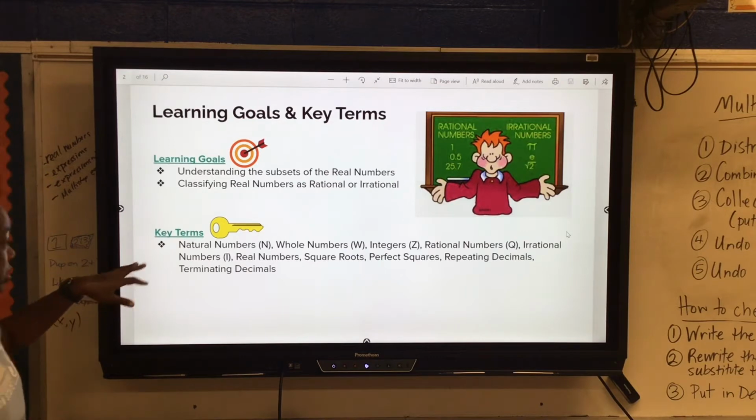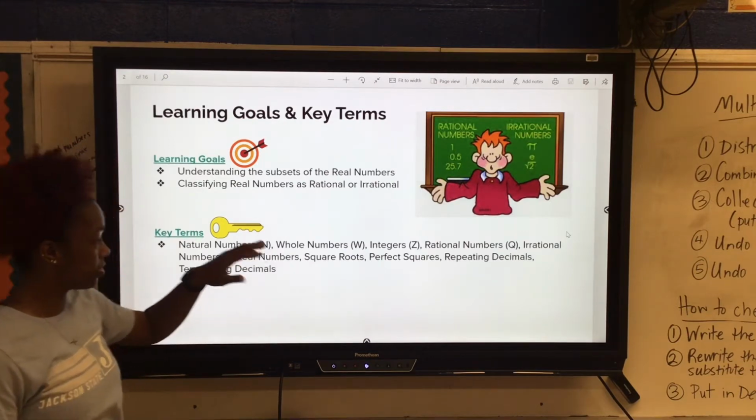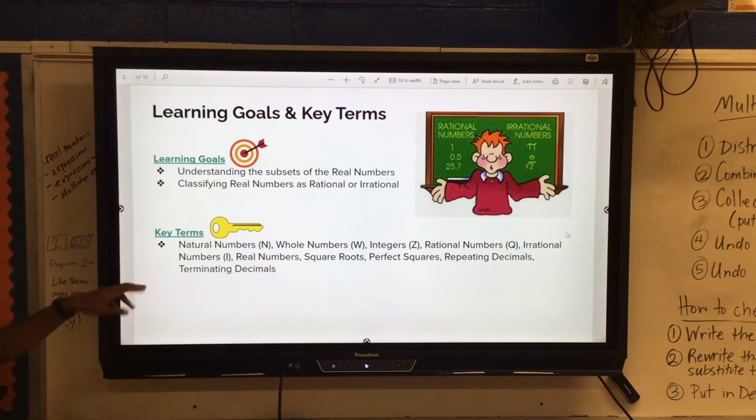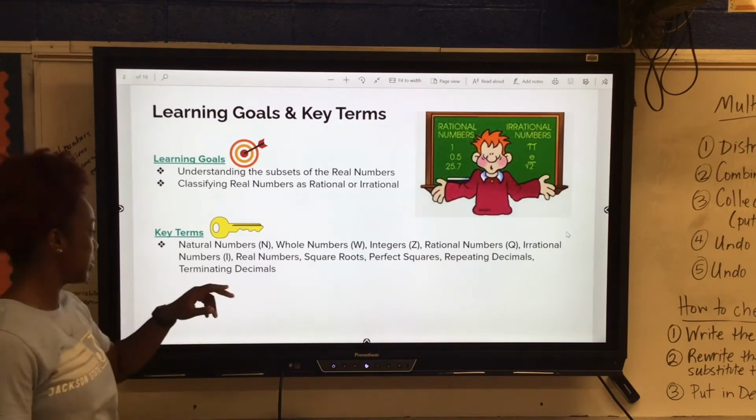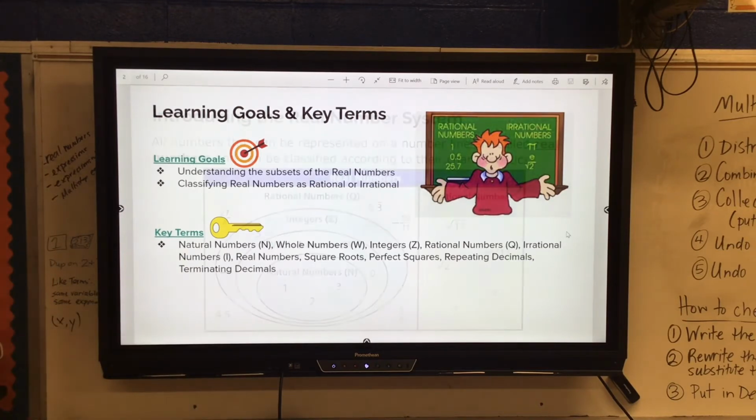Then key terms: you got your natural numbers, whole numbers, integers, rational numbers, irrational numbers, real numbers, square roots, perfect squares, repeating decimals, and terminating decimals.